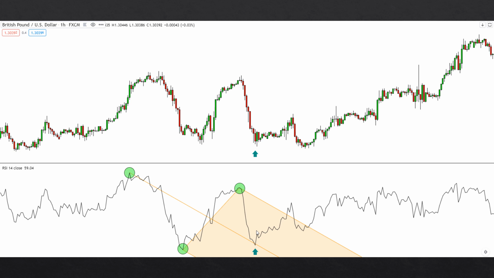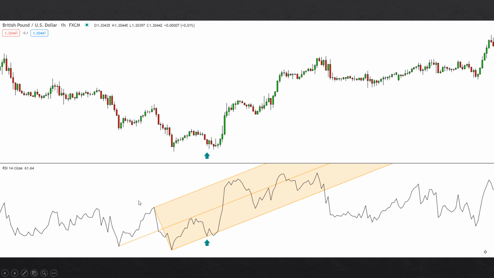In the second chart, we can see another example of the technique. This time we are relying on the outer lines of the pitchfork instead of the center line. Observe how the encounter of the RSI line with the lower line of the upsloping pitchfork points to a bullish reversal in the raw price action.